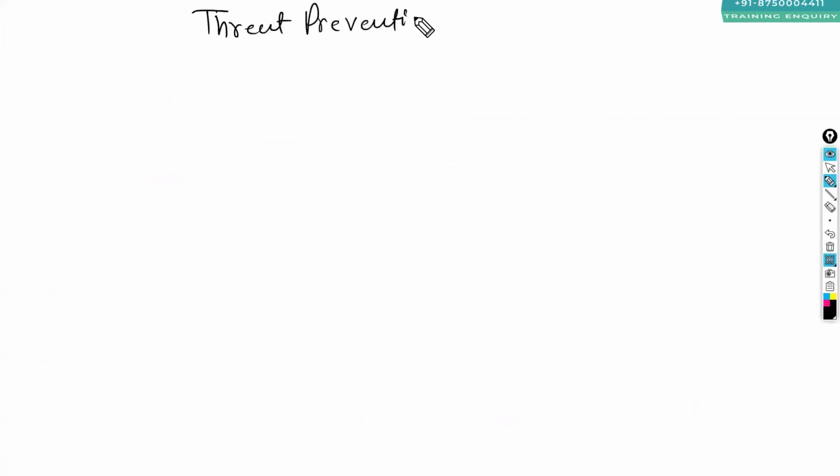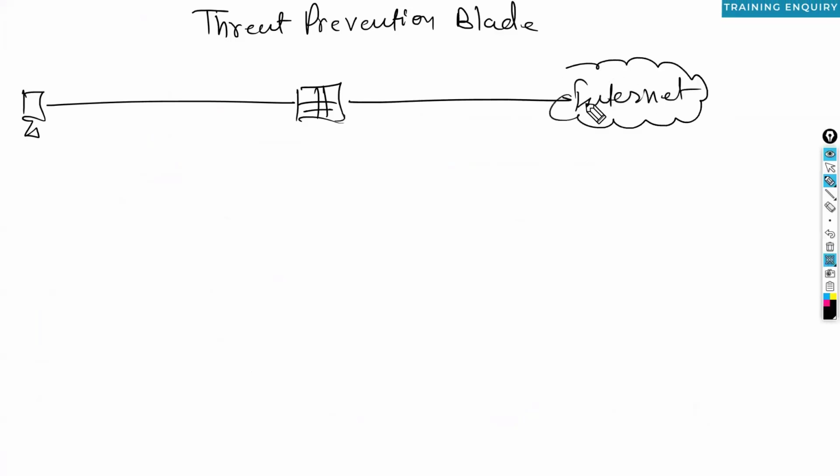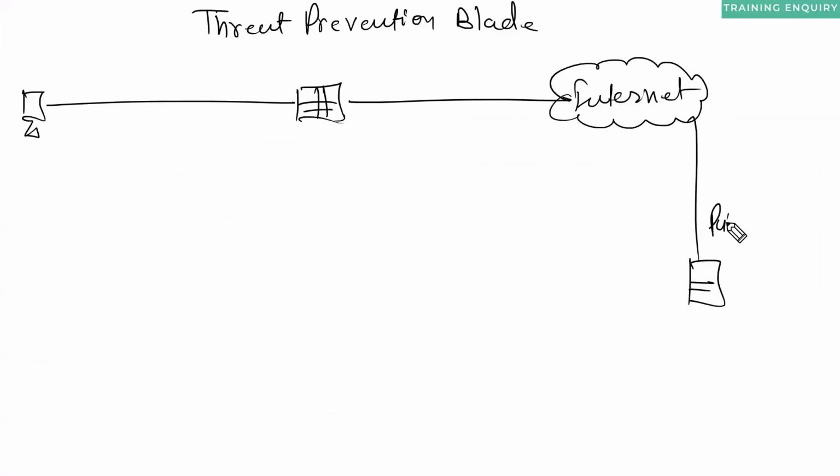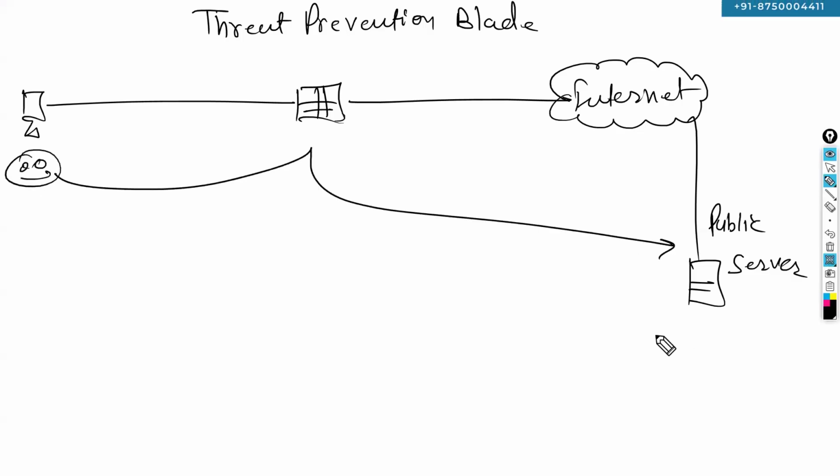Next is the threat prevention blade. Simple, we have a client connected with the Checkpoint Firewall. The Checkpoint Firewall is connected with the internet, and the internet is connected with a public server. This is our public server. Okay, the user will send a request to the public server.